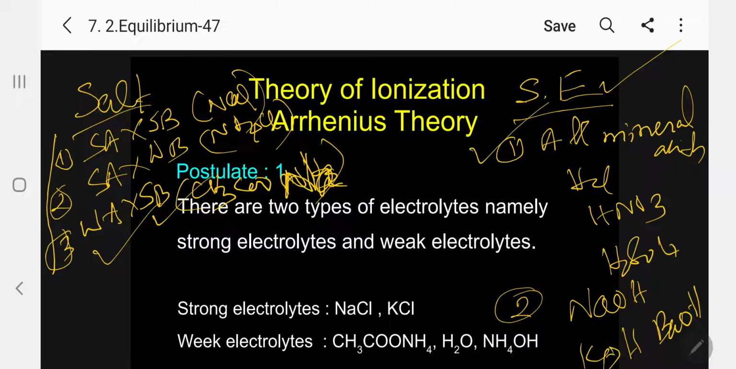All mineral acids are strong. All hydroxides of alkaline earth metals are strong. Any salt of a strong acid and strong base is strong. Any salt of a strong acid and weak base is strong. Any salt of a weak acid and strong base is strong. These are the strong electrolytes. Then you can ask the next one.